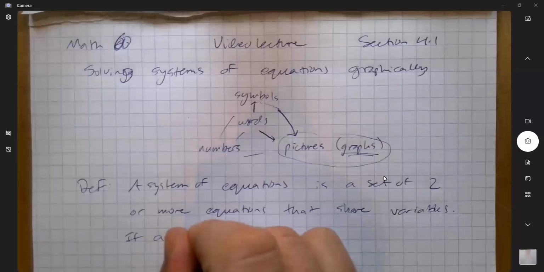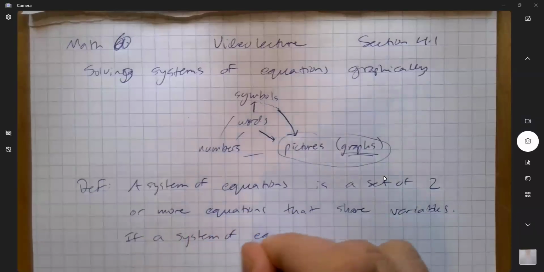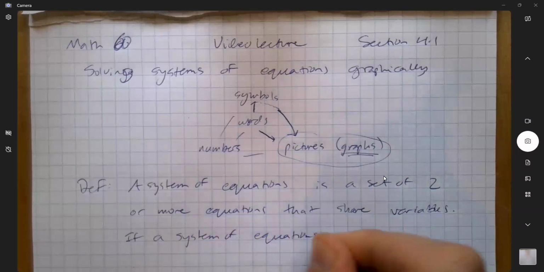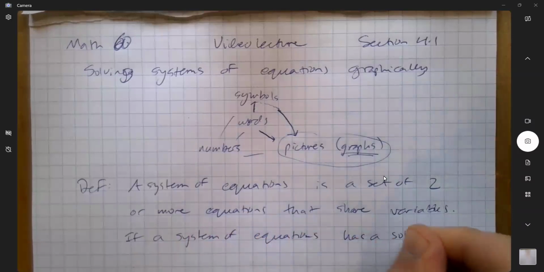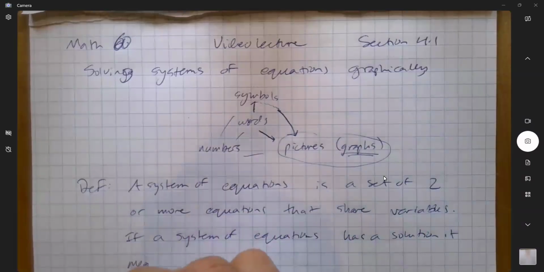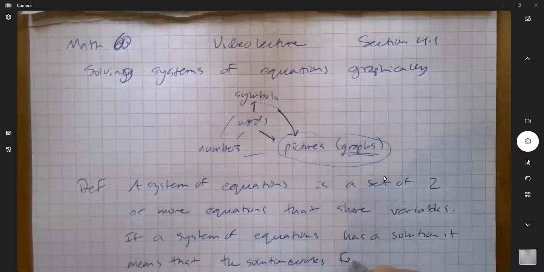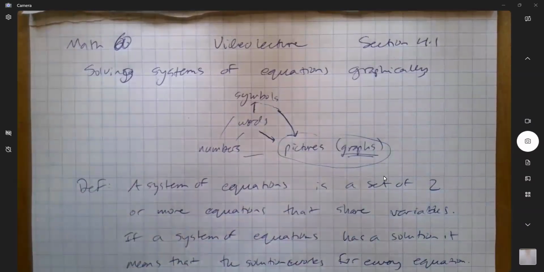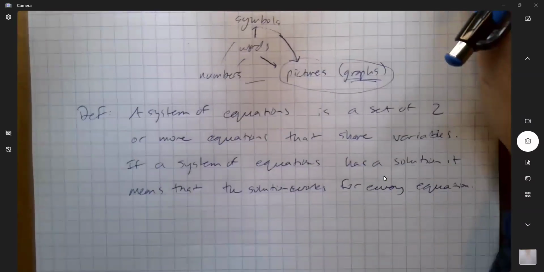If a system of equations has a solution, it means that the solution works for every equation. So let me give you some examples before we do this graphically.